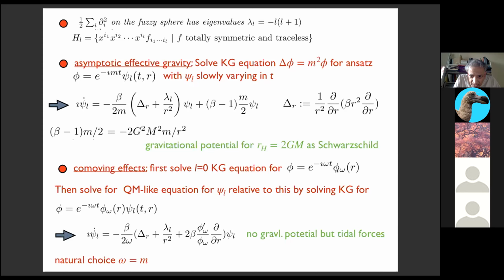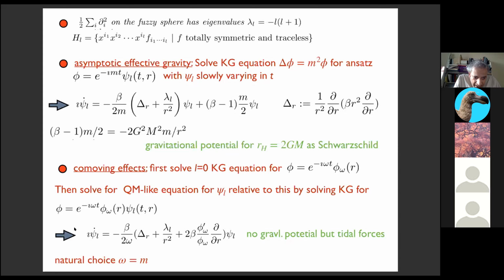I can find lots of those. I look for ones with L equals 0, and that's going to be my base one. I actually take omega to equal m. That's going to play the role of my e to the IMT, but this time it's going to be an actual solution. And then relative to that, I look at slowly varying products of that.